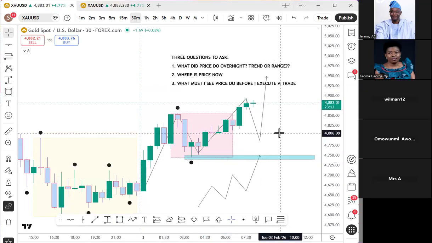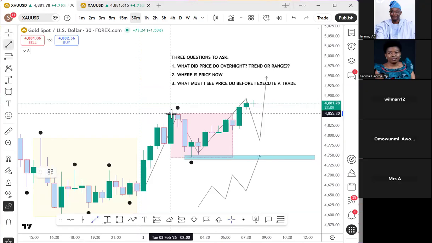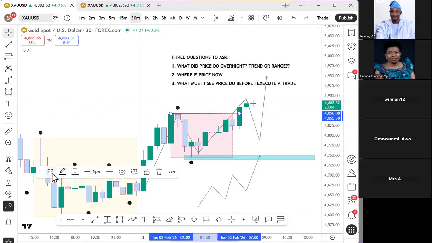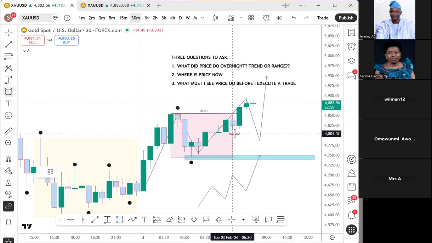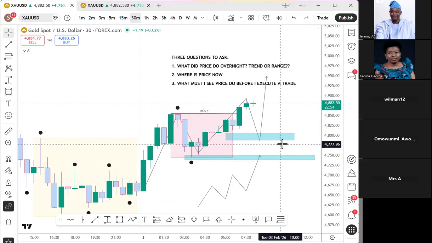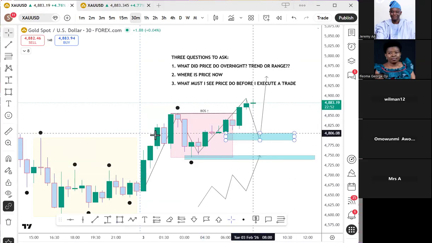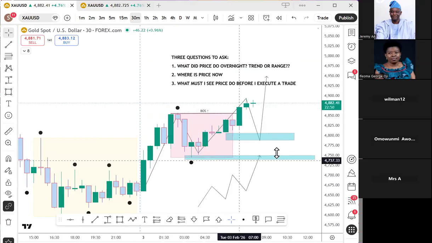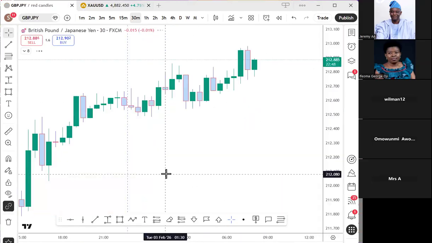Okay, if you want to take an aggressive one, because we have that break of structure right here, like we always say, there are 1,001 ways. If you want to take an aggressive one, you can say once it comes below these lows here, then you take an aggressive sell. Okay, but the conservative one is down here. Okay, let's look at the next one.